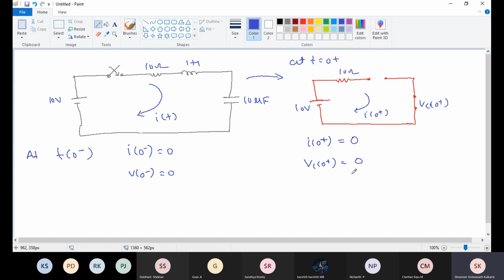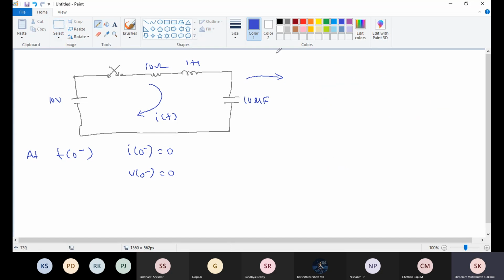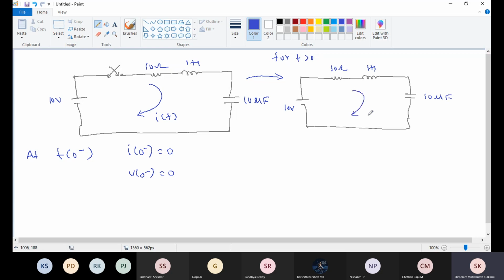Now here comes t greater than 0. This one I will remove. For t greater than 0, this is the circuit I am redrawing: 10 volt, 10 ohm, 1 Henry, 10 microfarad, i(t).